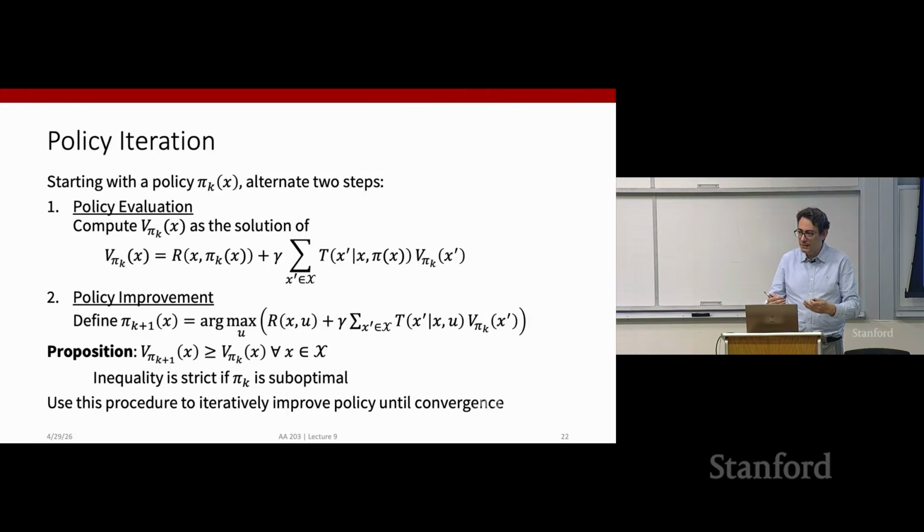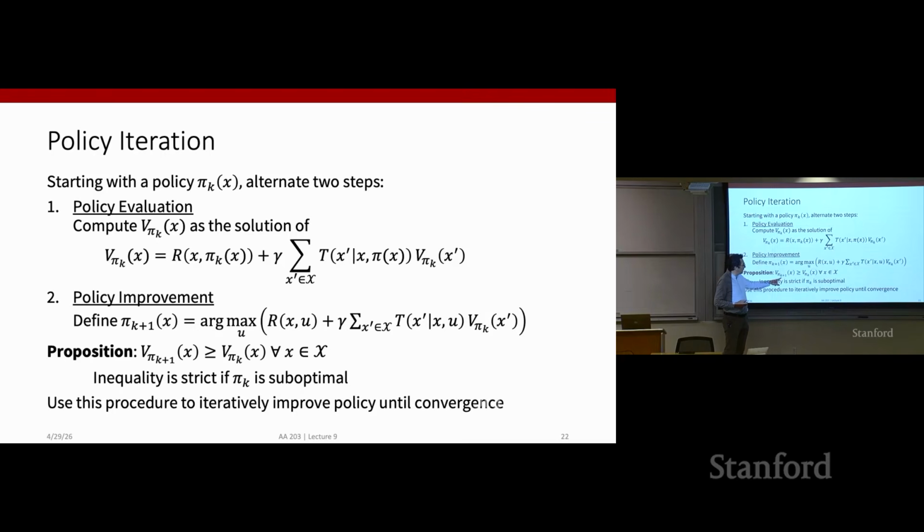So the key result, and of course there should be a proof here, is not entirely obvious, is that the value for the new policy is greater than or equal to the value for the previous policy. So you are actually getting a policy that is better. Remember that we're in a reward setting, so the higher the value, the happier you are. And even better, the inequality is strict if pi k is suboptimal, is not the optimal policy. If you found the optimal policy, great. If you haven't found the optimal policy, you know that the policy at the next iteration is going to be better.